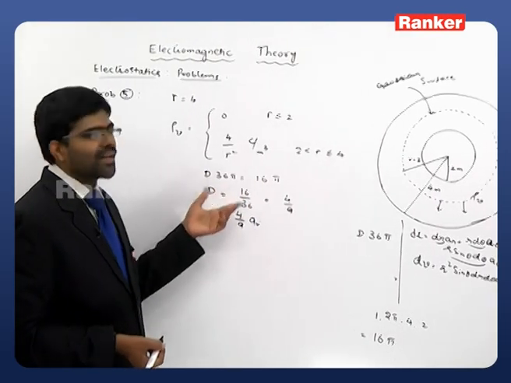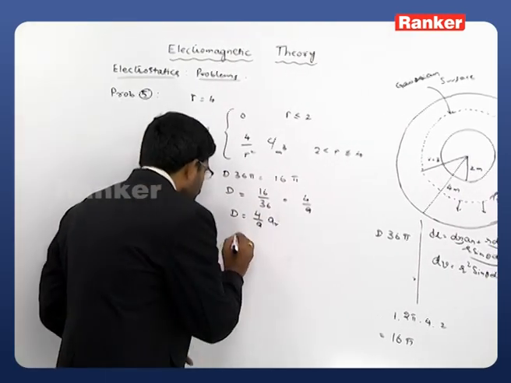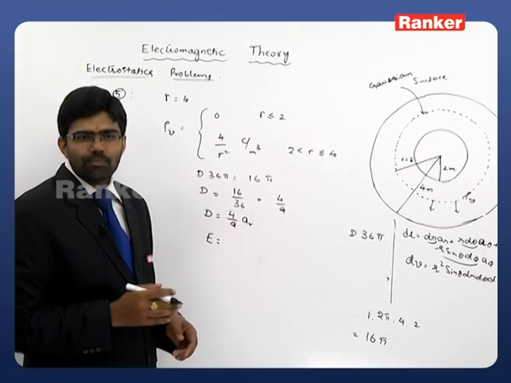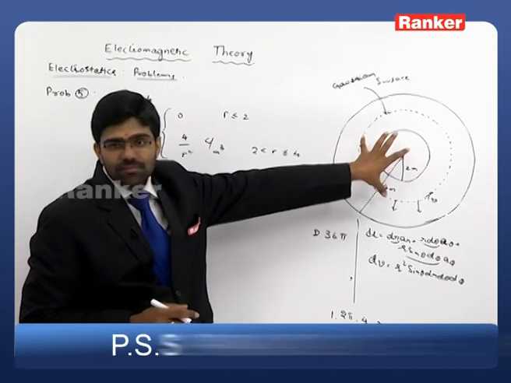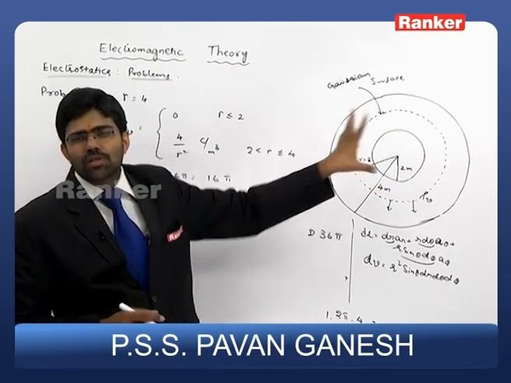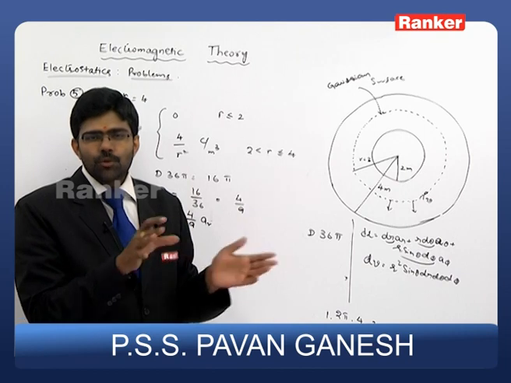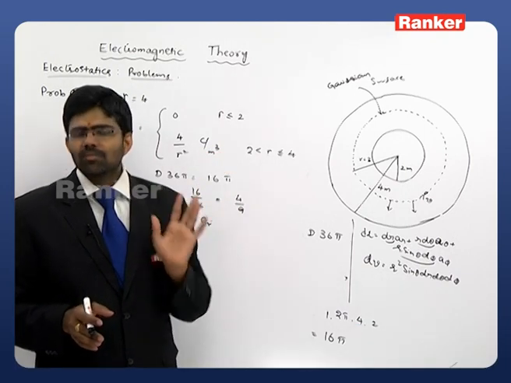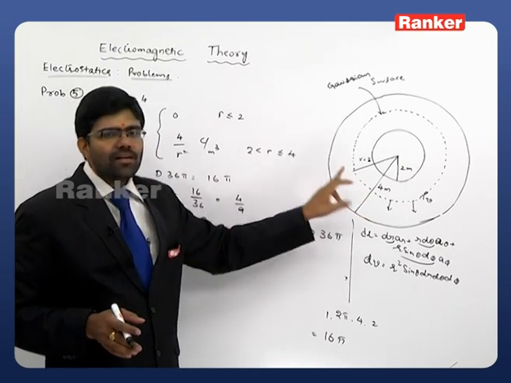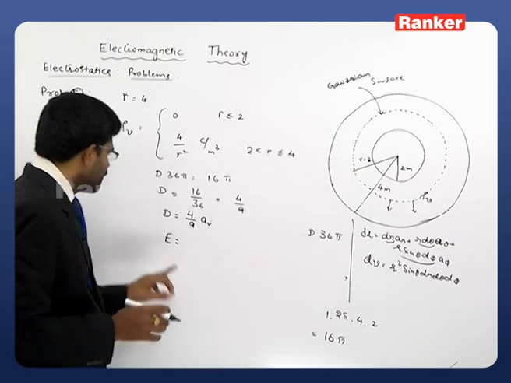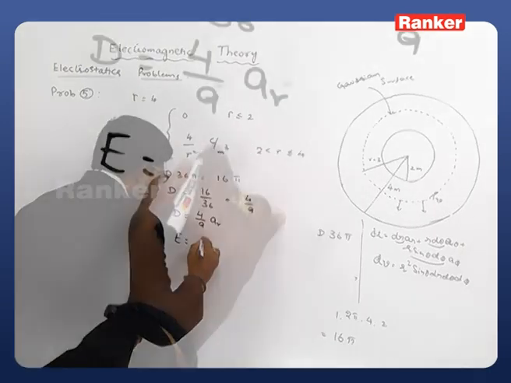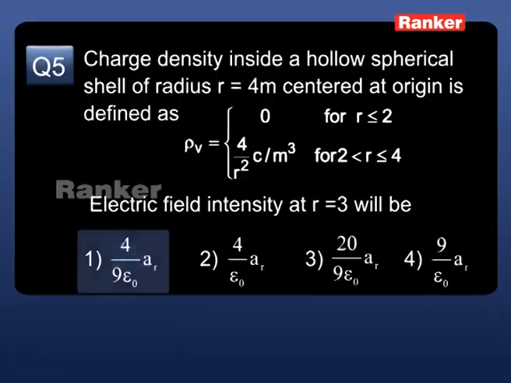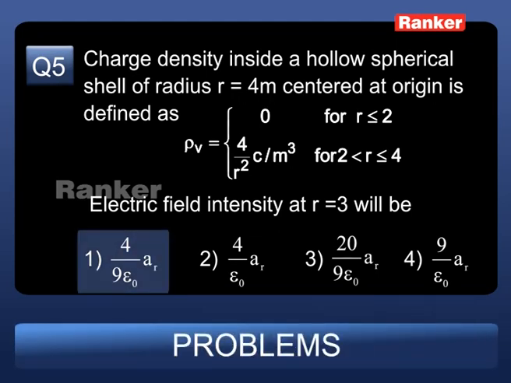But what we want is the electric field intensity, right? So clearly D and electric field intensity are related by one equation, D is equal to epsilon naught E. Since it is a hollow sphere, here I am taking epsilon equal to epsilon naught. If we are taking any other medium, we are supposed to take the relative permittivity or the dielectric constant of that particular medium. Since it is a hollow sphere, I will take epsilon equal to epsilon naught. So E is equal to 4 by 9 epsilon naught a_R. So this is the answer we require.